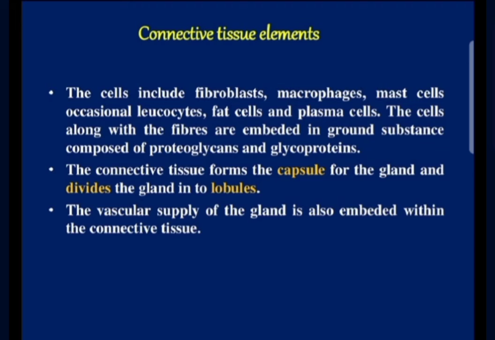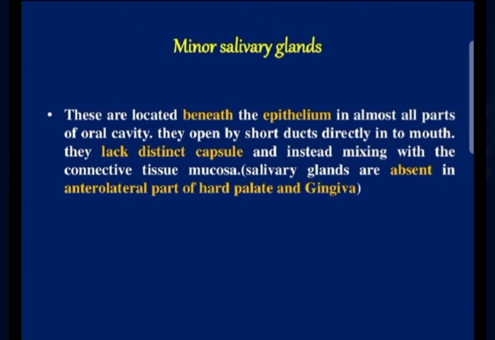Connective tissue elements, that is the stroma of the glands. The cells include the fibroblast, macrophages, mast cells, occasionally leukocytes, fat cells and plasma cells. The connective tissue forms the capsule for the gland and divides the gland into lobules. The vascular supply of the gland is also embedded within the connective tissue.